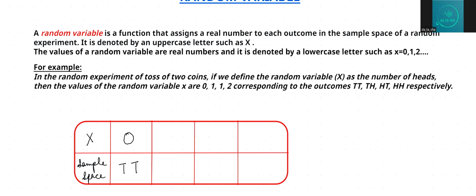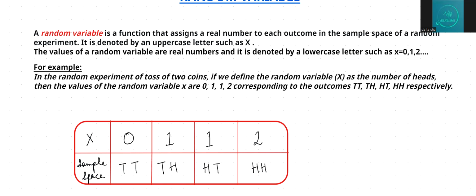Then it could be possible that I'm getting a tail and a head. Then in this case, how many heads can you see? One. Another possibility is the first one is head and the other one is tail. Then again, the possibility is one. And lastly, it could be that I am having both heads. So there are two heads occurring in this.